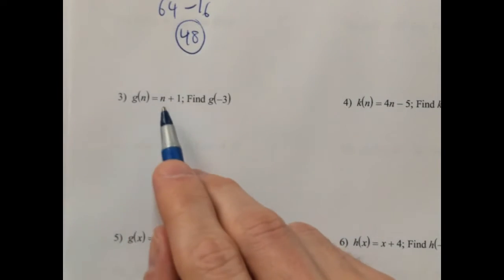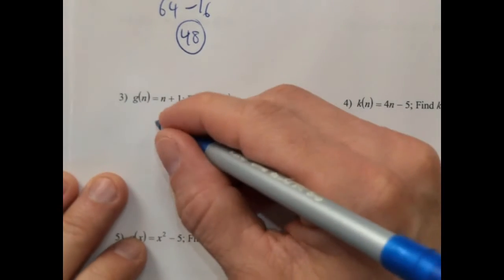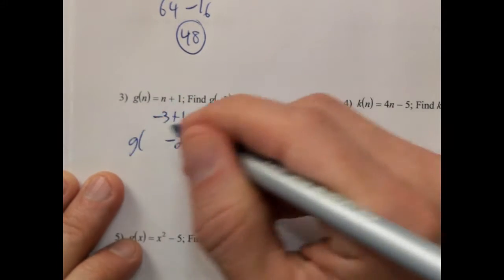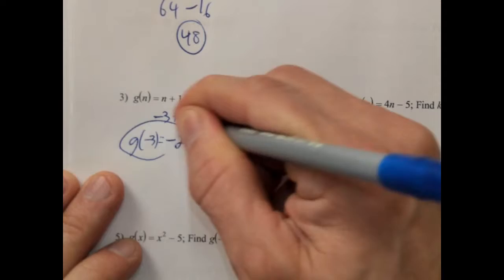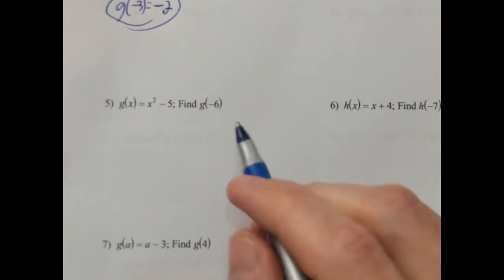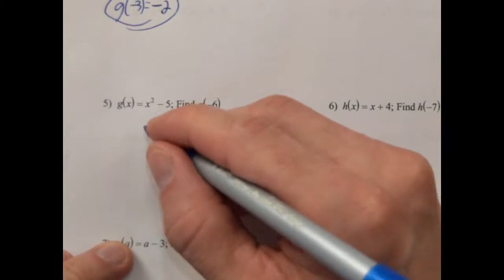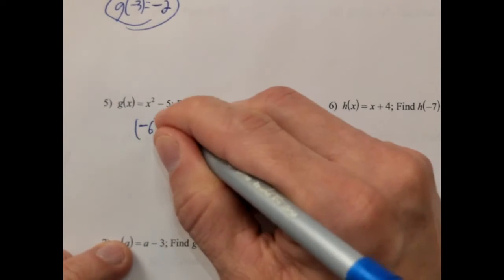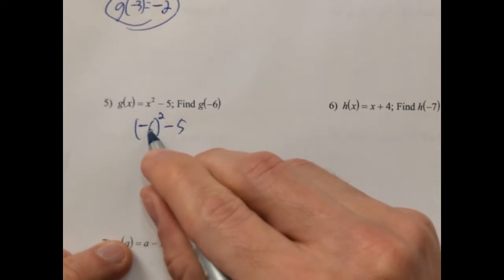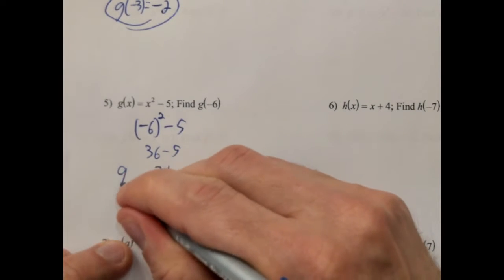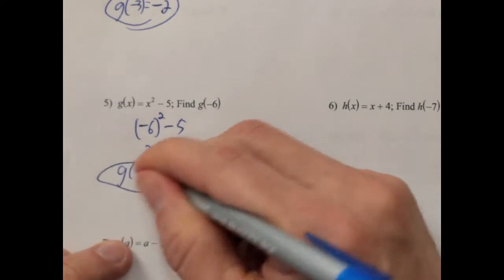Find g of n equals n plus 1, g of negative 3. Negative 3 plus 1 is negative 2, so g of negative 3 equals negative 2. Find g of negative 6, if g of x is x squared minus 5. Make sure the negative 6 is in parentheses, that's actually important. That way negative 6 squared is positive 36, minus 5 is 31. So g of negative 6 equals 31.